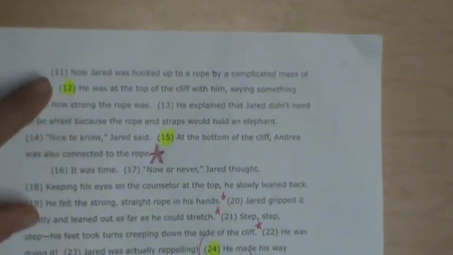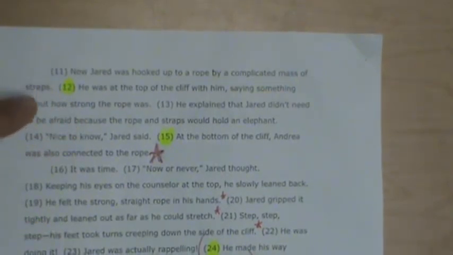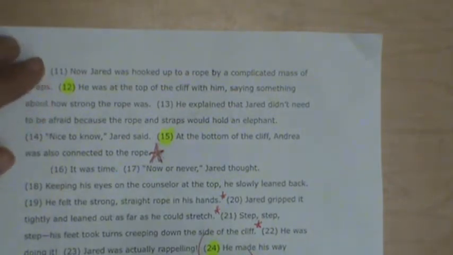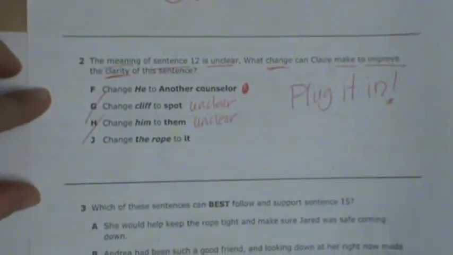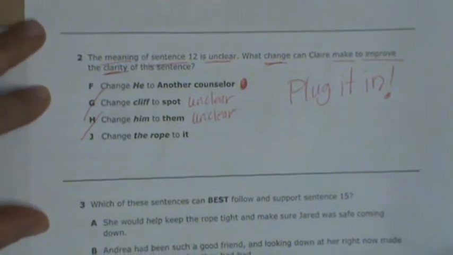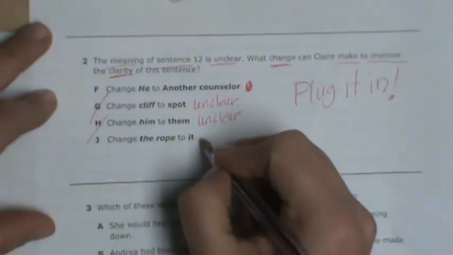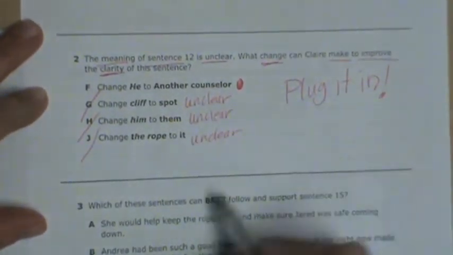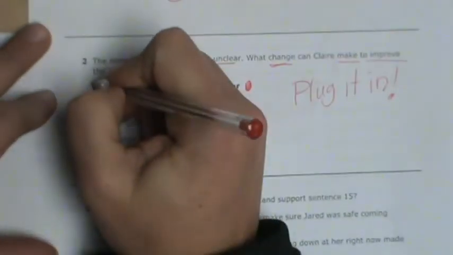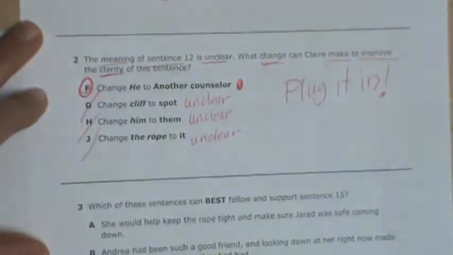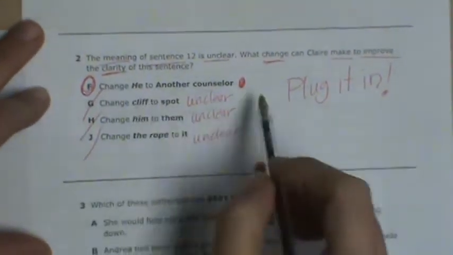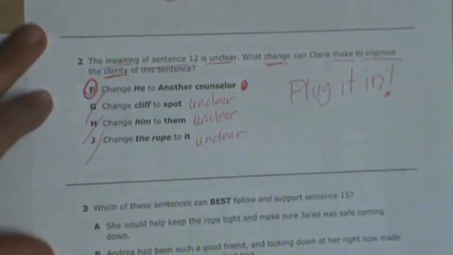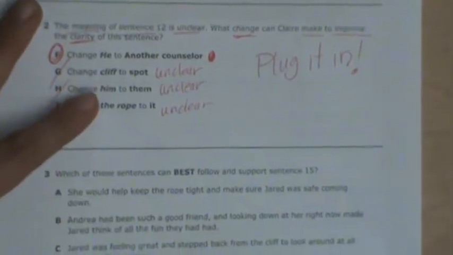He was at the top of the cliff with him, saying something about how strong the it was. Or how strong it was. Well, it is not more descriptive than the rope. So it would make it more unclear. So when we plug in all of our answer choices, my only correct answer on that one would be F. Because F is the only one that helps clarify what that sentence is saying.